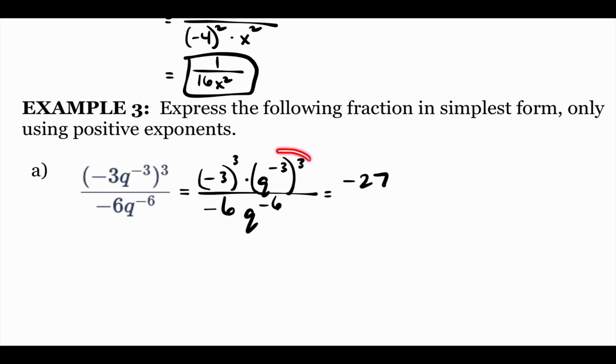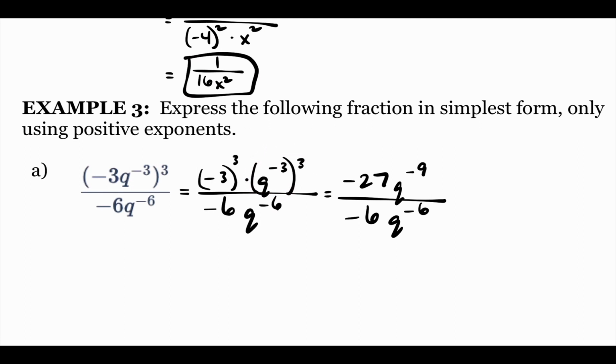Okay. How do I deal with this guy? Q to the -3 to the 3rd power. What do I do with the powers? Which rule am I going to use? Multiply. It's rule 2, right? Rule 2 says if you have a power to a power, multiply them. So I get q to the -9 power. No more parentheses.